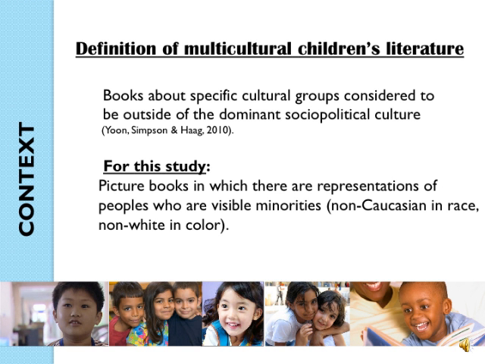Multicultural children's literature are books about specific cultural groups considered to be outside of the dominant social political culture. So it could be books about race, ethnicity, religions, handicap, age, gender, sexual orientation, or other characteristics. But in the present study, we will refer more specifically to picture books in which there are representations of peoples who are visible minorities, which means non-Caucasian in race and non-white in color.